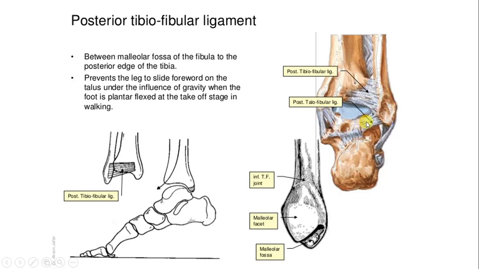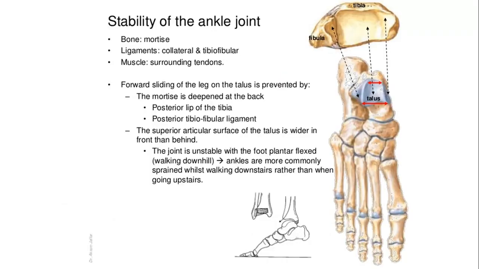Another ligament here is the talofibular ligament between the talus and the fibula. It also helps in preventing the dislocation of the ankle joint when the foot is plantar flexed during walking. If we go further, we can now tell the stability of the ankle joint, how it is made stable. The first factor is that it is a mortise, the socket and a trochlea. The other factor is the ligaments.